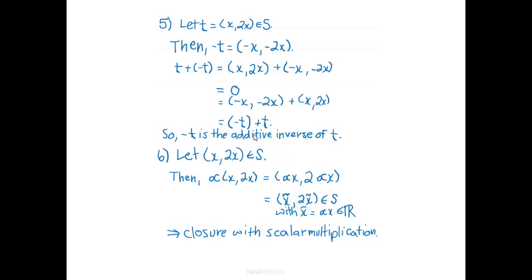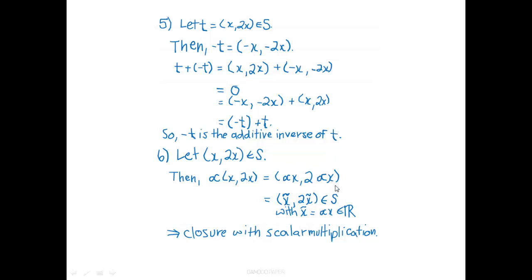That actually concludes the 5 properties under addition. The next 5 properties are properties with respect to scalar multiplication. Property number 6. Let x, 2x be an arbitrary element in S. I have to prove closure under scalar multiplication. Alpha times (x, 2x) is the same as (alpha x, 2 alpha x).